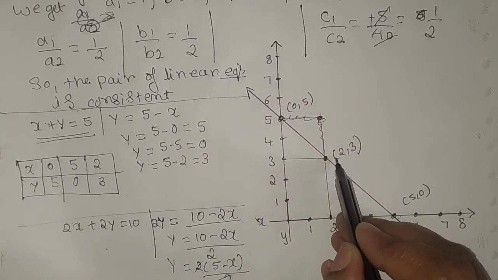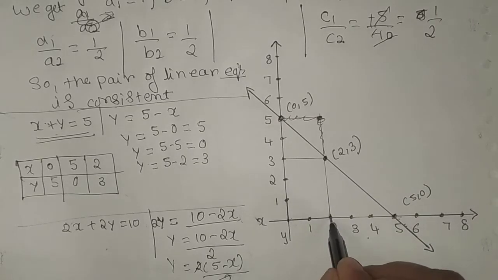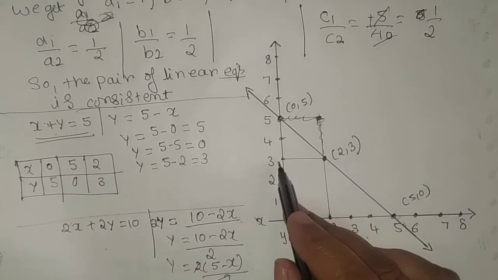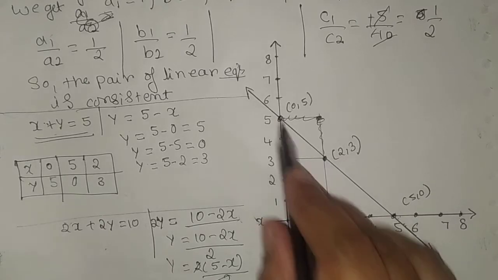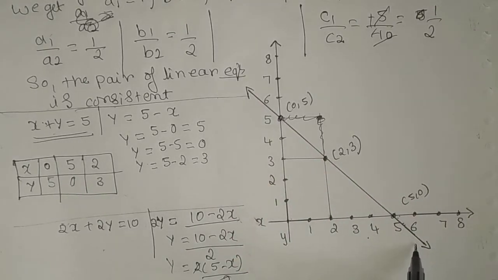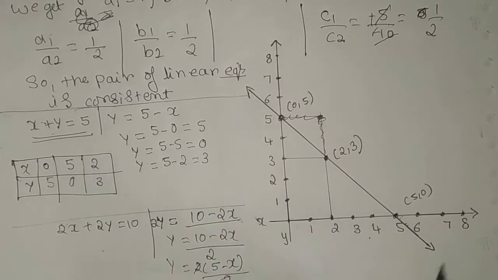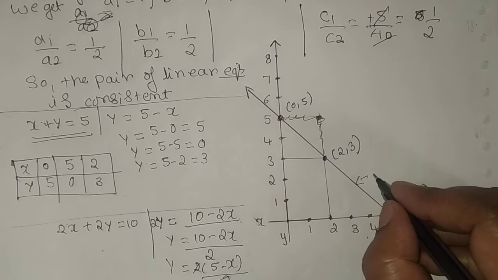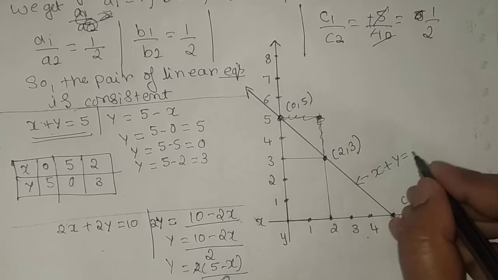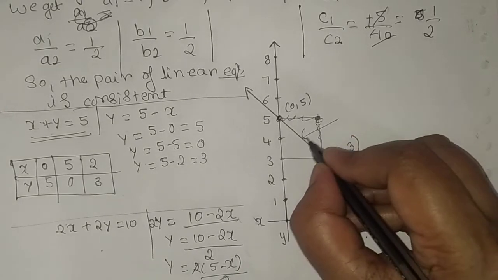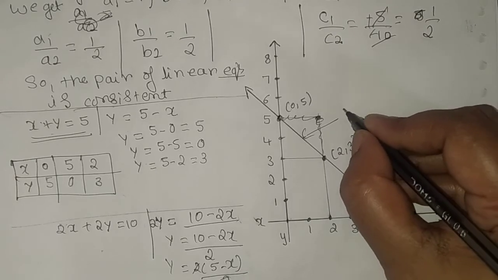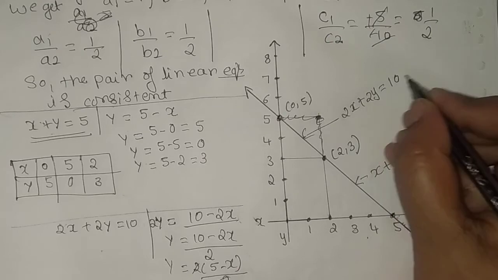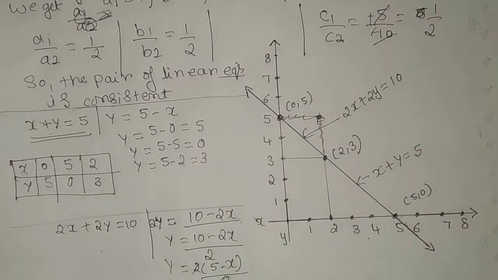Next pair is 2 and 3. x is 2 and y is 3. Mark the point here and join all the points, we get a straight line. So here we can label this as x plus y is equal to 5, and this one also 2x plus 2y is equal to 10. So both we got on the same line.